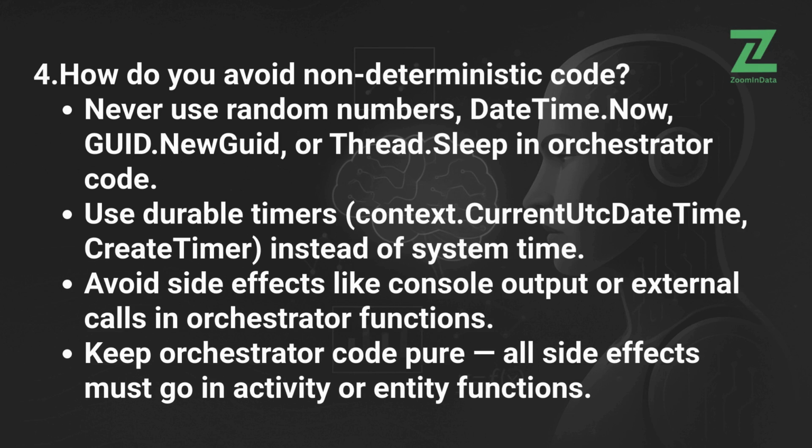How do you avoid non-deterministic code? Never use random numbers, DateTime.Now, Guid.NewGuid, or Thread.Sleep in orchestrator code. Use durable timers, context.CurrentUtcDateTime and CreateTimer, instead of system time. Avoid side effects like console output or external calls in orchestrator functions. Keep orchestrator code pure. All side effects must go in activity or entity functions.